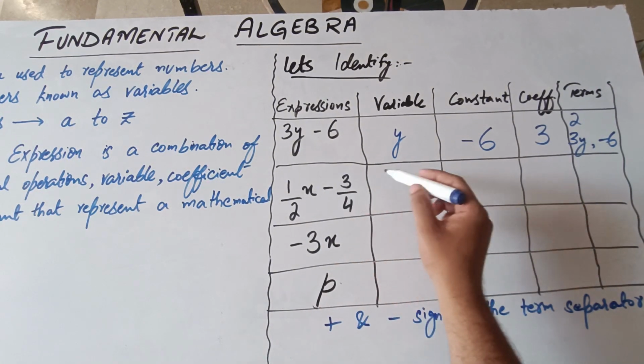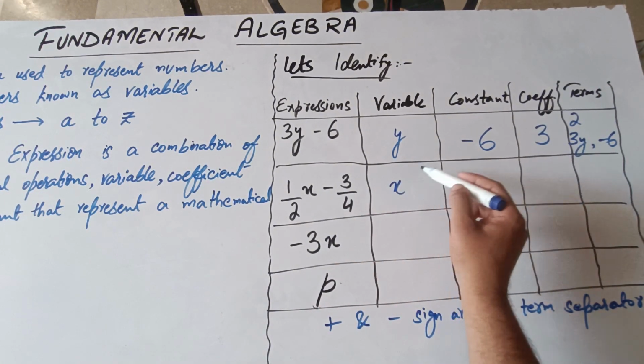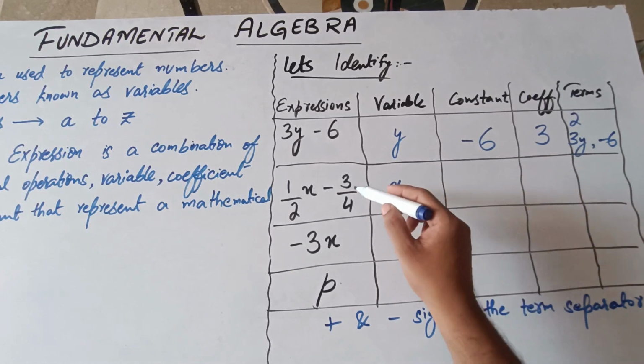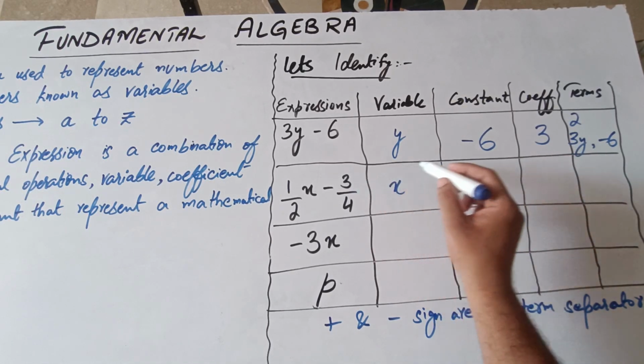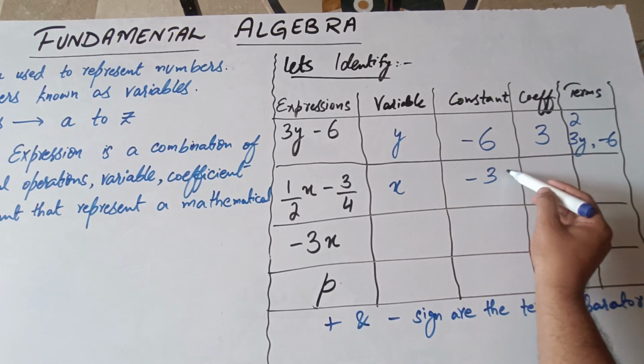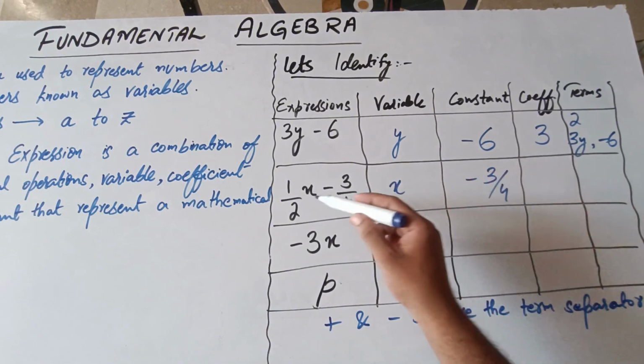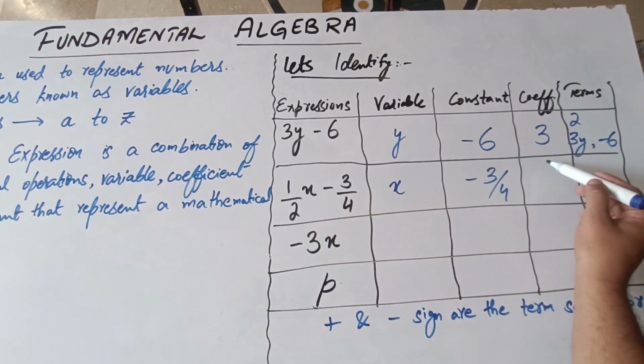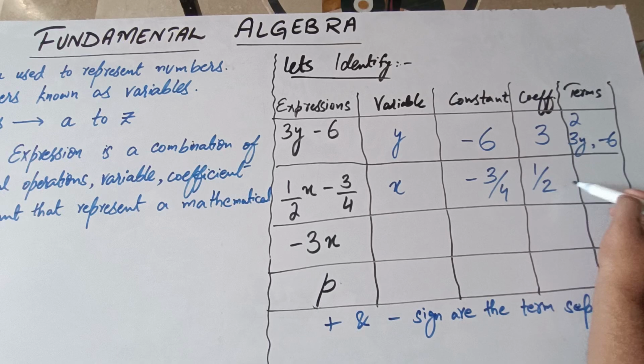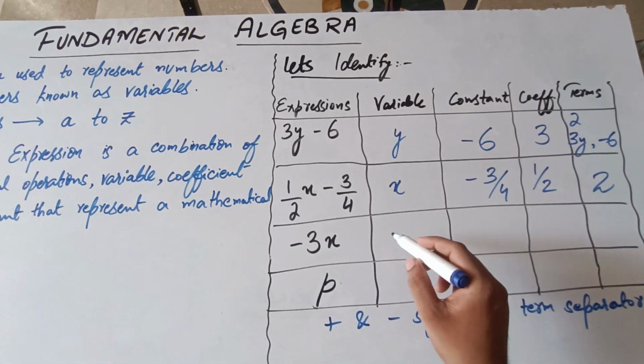What is the variable over here? The variable is x. What is the constant? The one written alone without a variable is 3/4. The coefficient, written along with or before the variable, is 1/2. Again, how many terms are there? 2 terms are there.